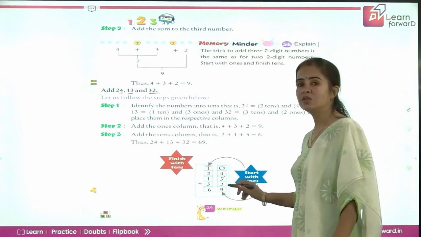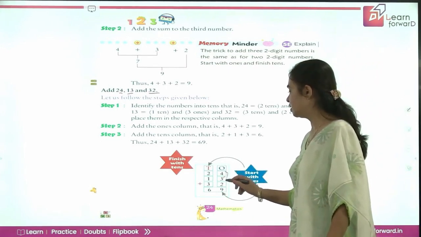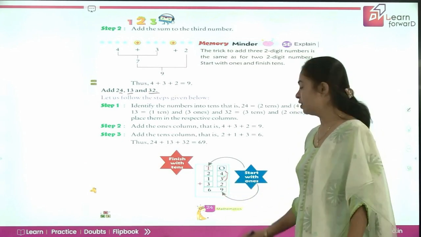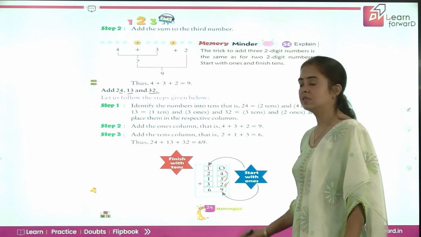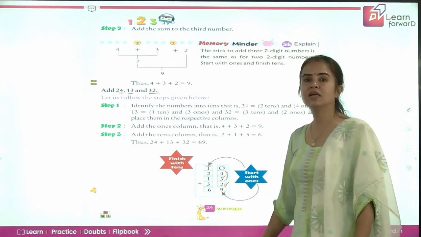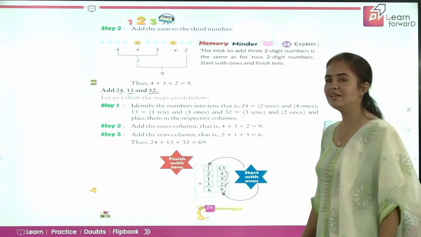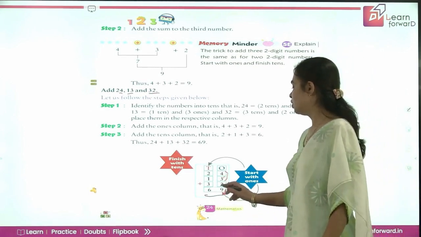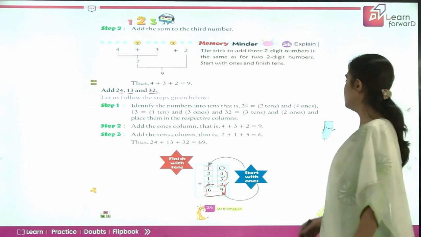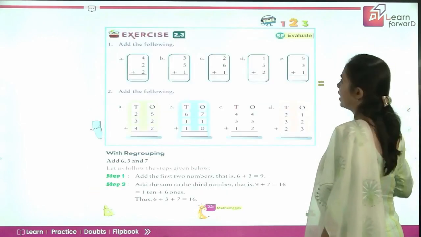Now start adding from the ones place. 4 plus 3. So first you will be adding any 2 numbers we can add. 4 plus 3 is 7 and 7 plus 2 is 9. Now let's move to the tens place. 2 plus 1 is 3 and 3 plus 3 is 6. So your sum here is 69. So simple, isn't it? And there was no carryover also.